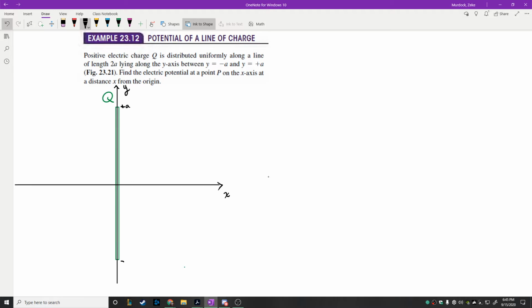Those are probably kind of hard to see, aren't they? Make it a little bigger. So that's the y-axis. This is positive a. This is negative a. Those are the y coordinates. And we want to find the electric potential at some point right here. It's being called P. That's a distance x from the origin. So this distance is now x.